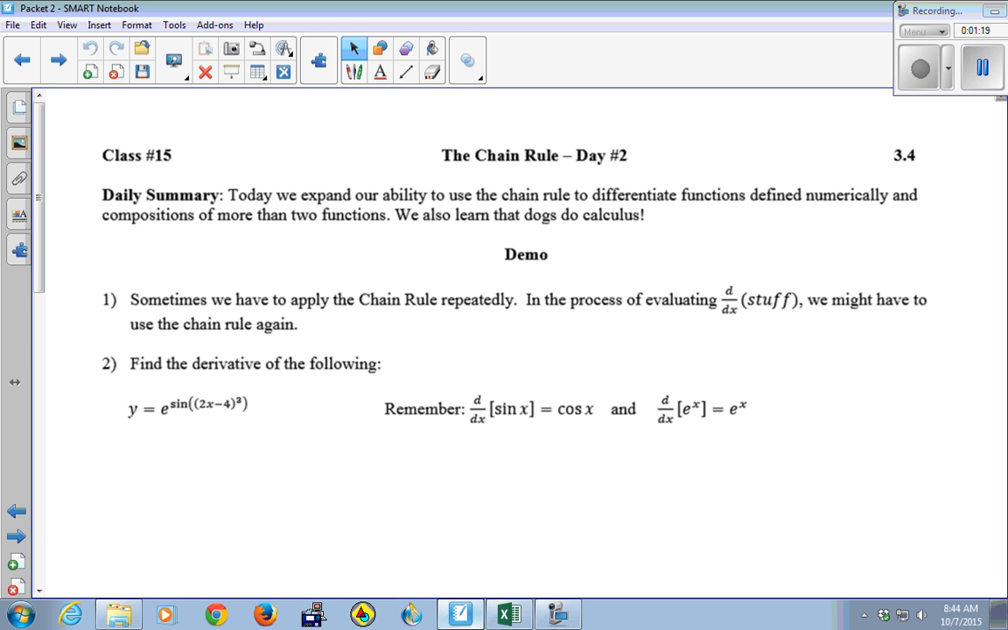Okay, so today we're going to expand our ability to use the chain rule to differentiate, and we're going to differentiate functions that are defined numerically as opposed to just being given a formula. And we're going to be able to take compositions of more than 2 functions. And in your activities, you'll learn how dogs do calculus.